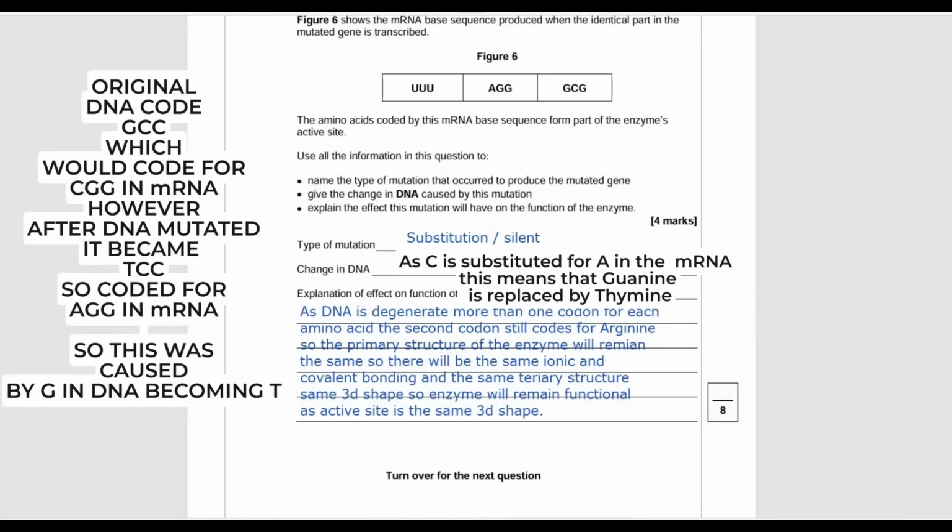Well, C would be complementary to guanine on the DNA. So normally guanine would produce the cytosine in the mRNA, but the guanine was changed to thymine. So when the mRNA was coded for, it was adenine instead of cytosine. Complex? Well, not that bad. All right, let's move on to the next question.